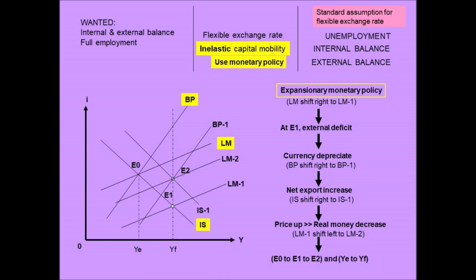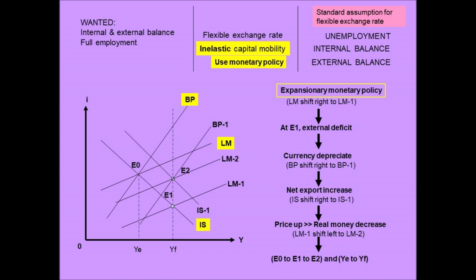To increase output with monetary policy, you have expansionary monetary policy. LM shifts right to LM1. You achieve full employment at E1, which is below the BP curve. Currency depreciates and net export increases, which also cause your price to go up. Price increase will cause real money supply to decrease, so LM shifts left. At the end, you get to point E2 where IS and LM cross together with BP. New IS, new LM cross with new BP. Therefore, you have internal balance and external balance. This E2 also crosses at the YF level.